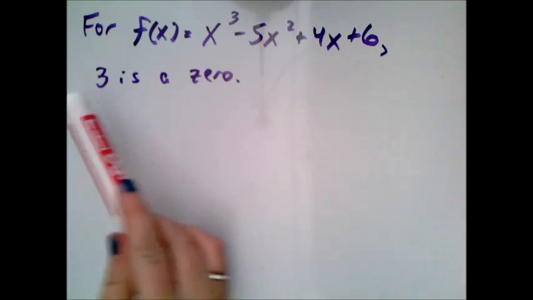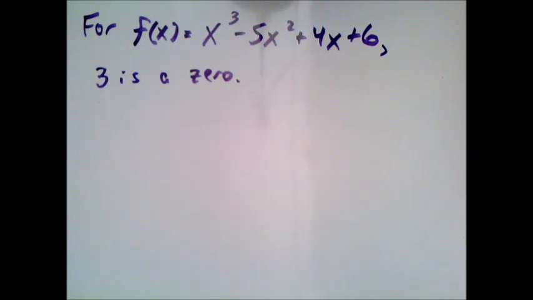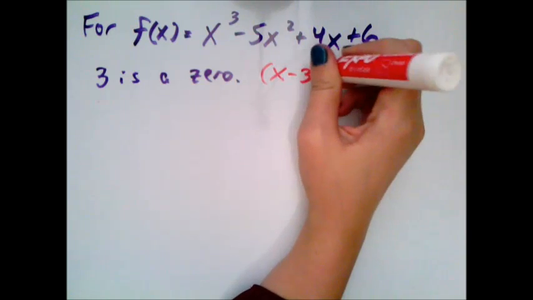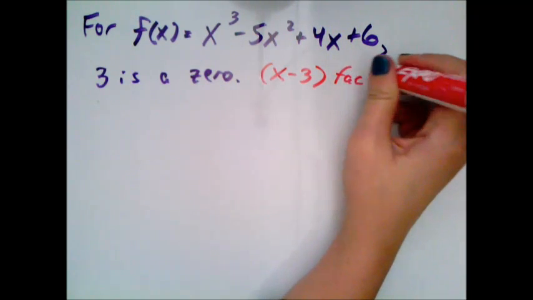Here we have a polynomial and they told us that 3 is a 0, and they want us to write it down as a factored version of this. So why is it useful to know that 3 is a 0? Well, if we know that 3 is a 0, then we automatically know that x minus 3 is a factor.